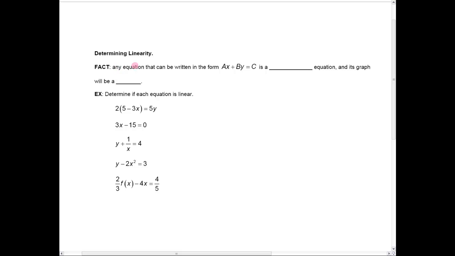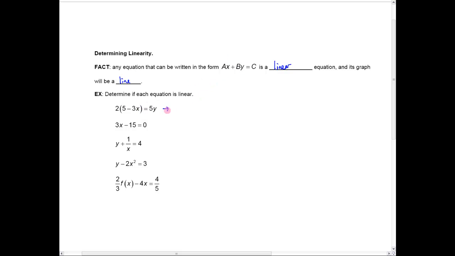So we have this fact that any equation that can be written in this form, some constant times x plus some other constant times y equals c, another constant, is going to be a linear equation. And so when you graph it, it will always be a line. Okay? So basically you just have to look at the expression and say, can I write it in this form?